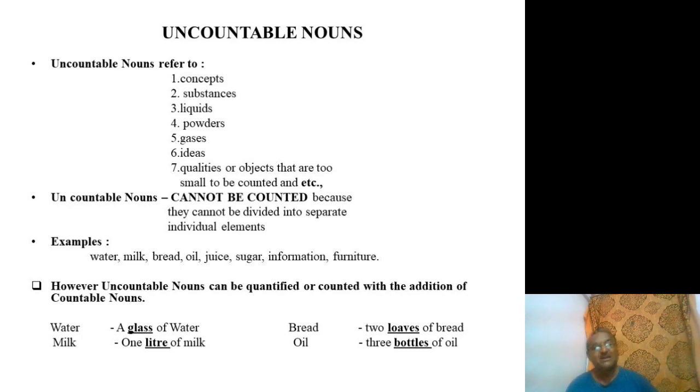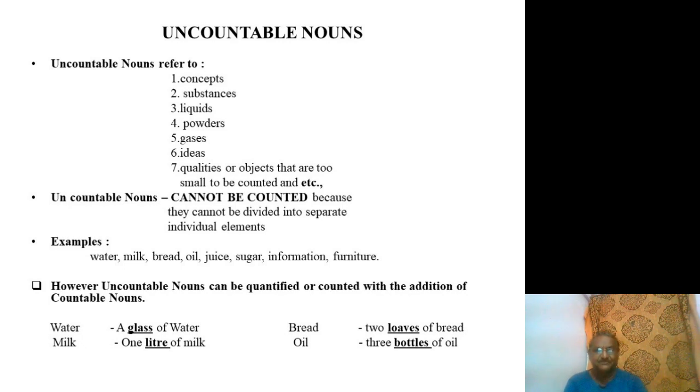For example, water. Water is an uncountable noun. You cannot count it, but you want to count it. Is there any method like that? You can convert that uncountable noun into countable by adding a countable noun before that uncountable noun. For example, water is an uncountable noun. You can convert that one into countable noun: a glass of water.